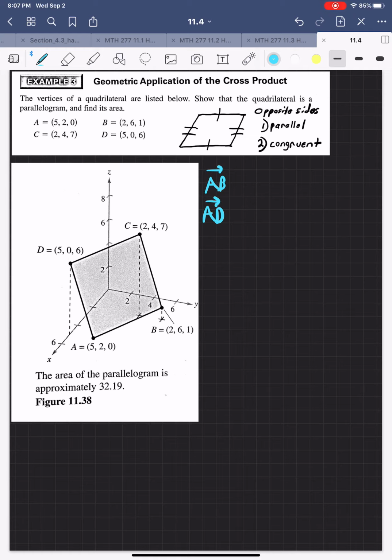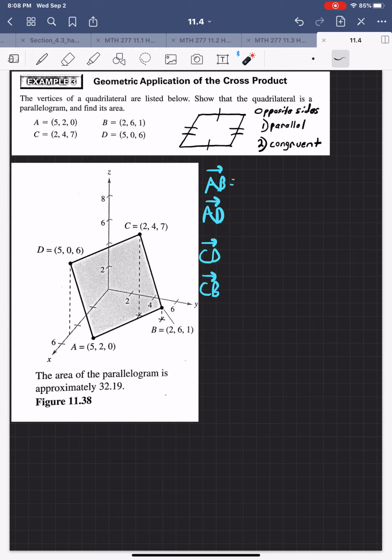Now, wherever I decide to start, so I started at A, I want to choose the point directly opposite of A. So I'm now going to start from C, and I'm going to form two more vectors. I'm going to go from C to B, and I'm going to go from C to D. So let me do that now. So C to D and C to B.